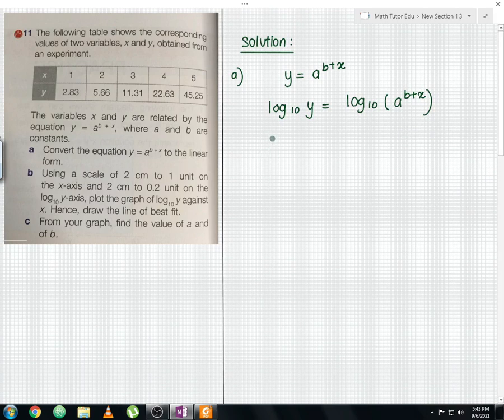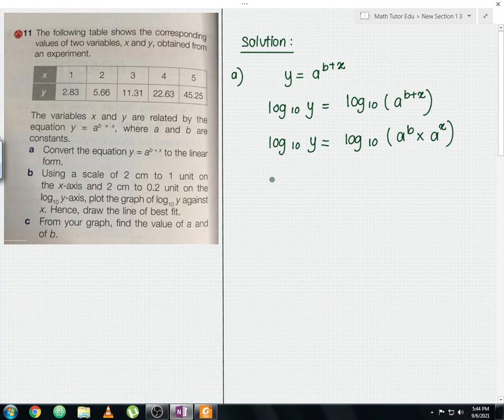So from here, log 10 y is equal to log 10, and then in the bracket a to the power of b, times a to the power of x. Since the base is the same, when you add b and x, you get back the original form. So that's why I break it into this form. I hope you understand this, guys.